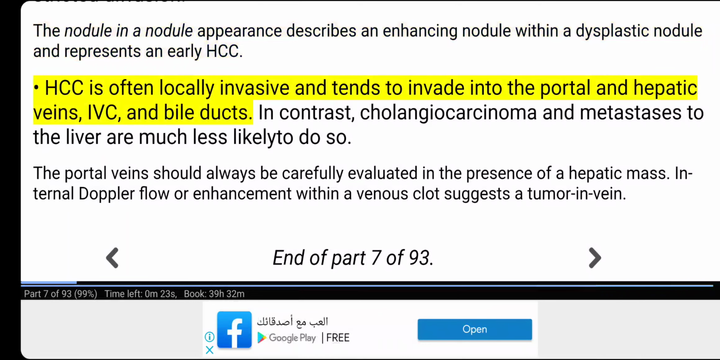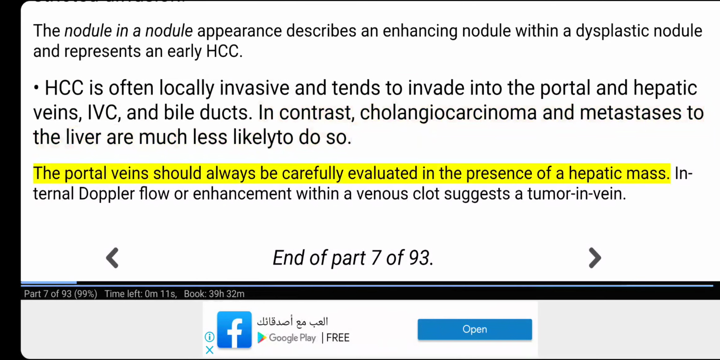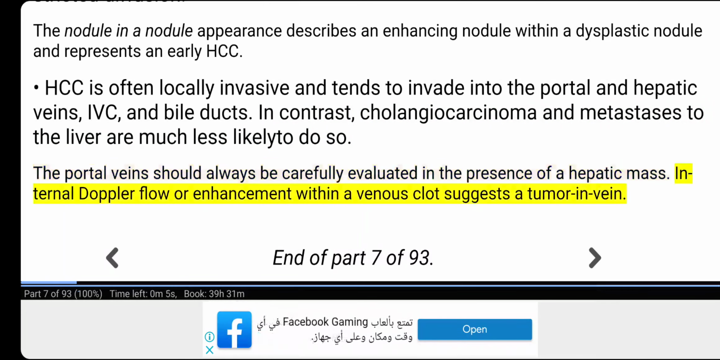HCC is often locally invasive and tends to invade into the portal and hepatic veins, IVC, and bile ducts. In contrast, cholangiocarcinoma and metastasis to the liver are much less likely to do so. The portal veins should always be carefully evaluated in the presence of a hepatic mass. Internal Doppler flow or enhancement within a venous clot suggests a tumor in vein.